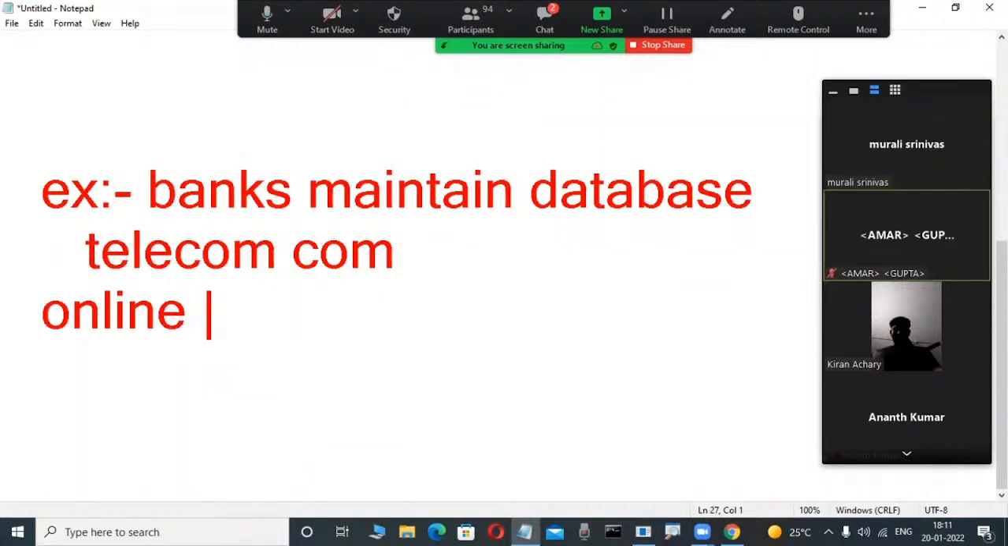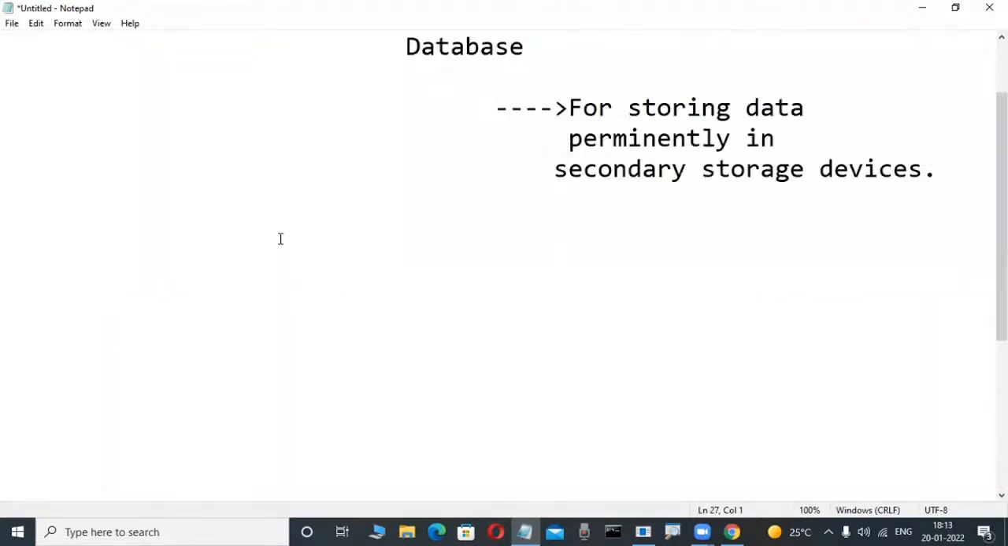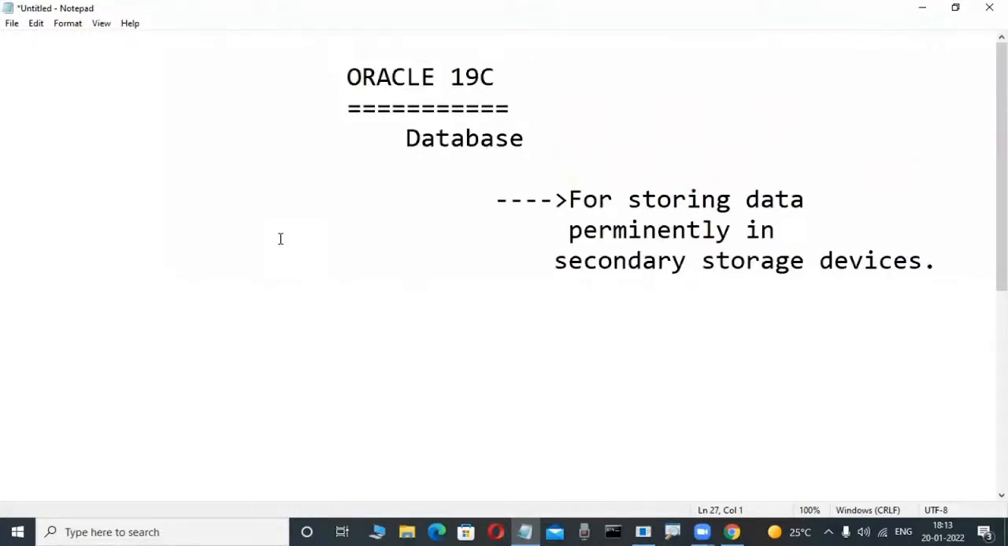Nowadays in a banking system, OTP validation is there. When we type a phone number, an OTP is automatically generated and sent. How? Through a database application. That's why so many reservations and all these things work. Many real-time applications worldwide maintain databases.